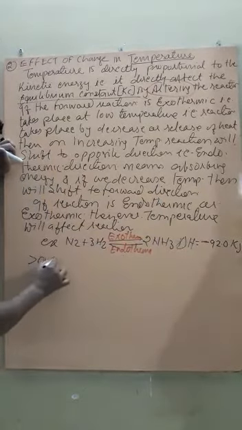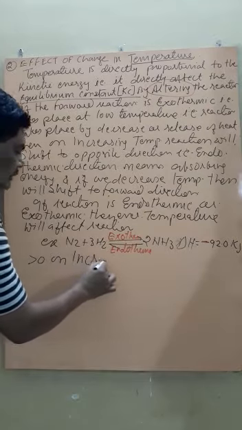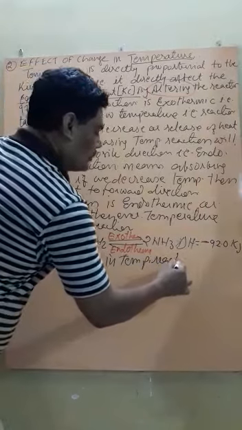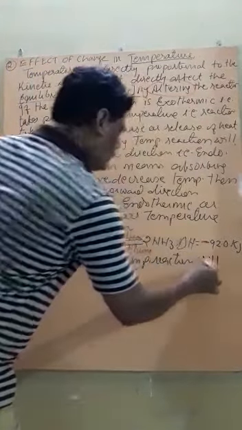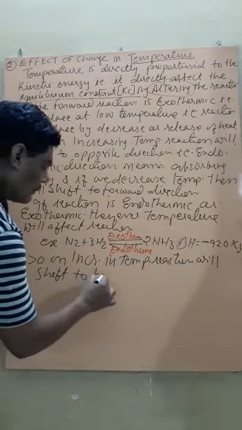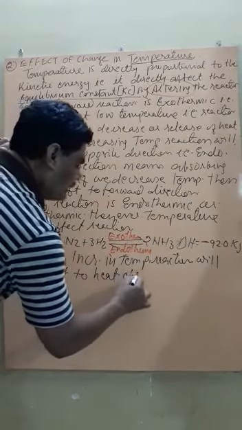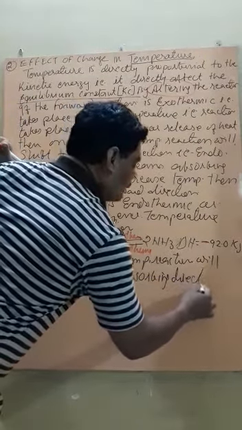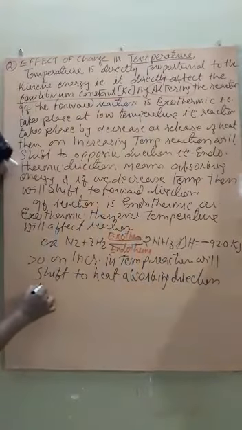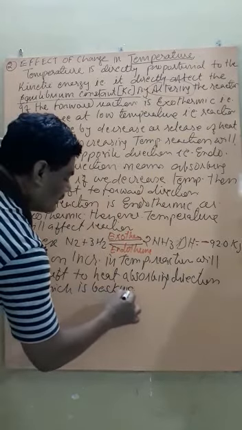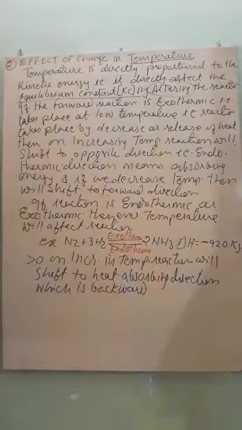So on increase in temperature, the reaction will shift to what? Heat absorbing direction. Simply what can we call it? We can call it the heat absorbing direction, which is backward in this condition. This is applicable for this particular reaction where the forward direction is exothermic.